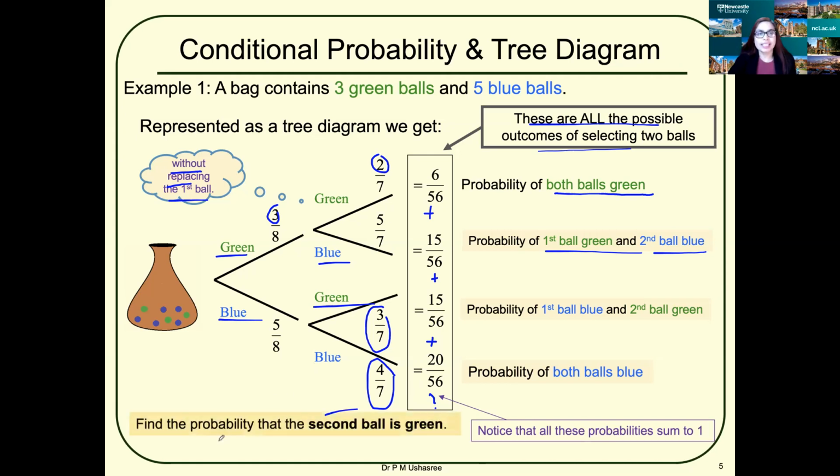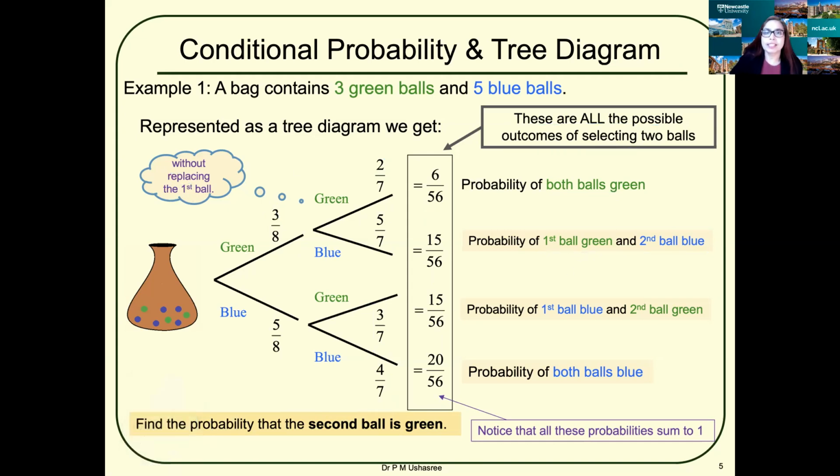Okay. Now find the probability that the second ball is green. How will you do that? Okay, let me erase all these things. What is the probability that the second ball is green? Let's look at here. You have here the second ball is green and here the second ball is green. So you can either pick this way, that is green and green, or you can pick blue and green. There are two possible ways you can do that.